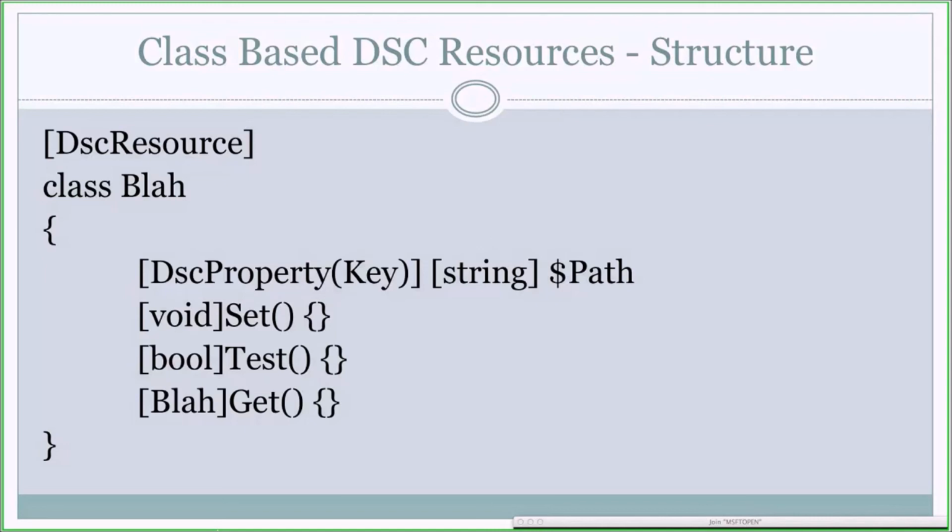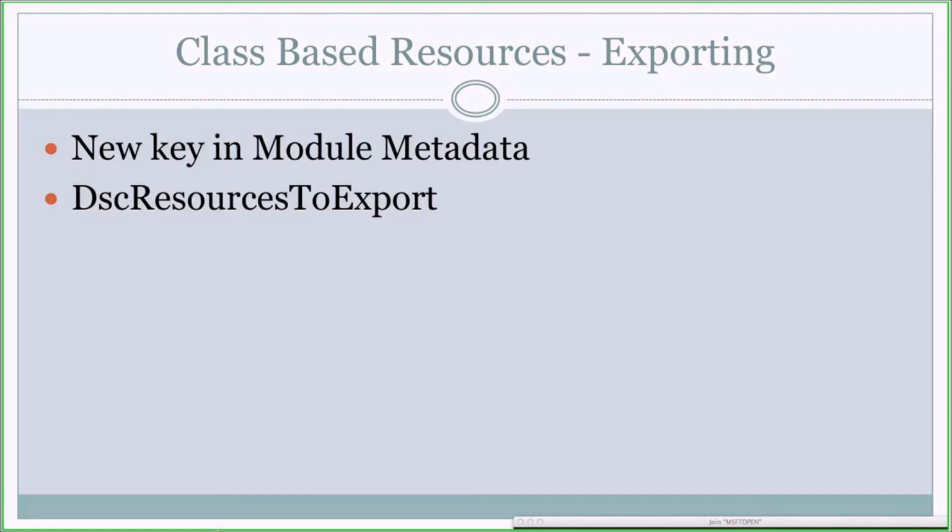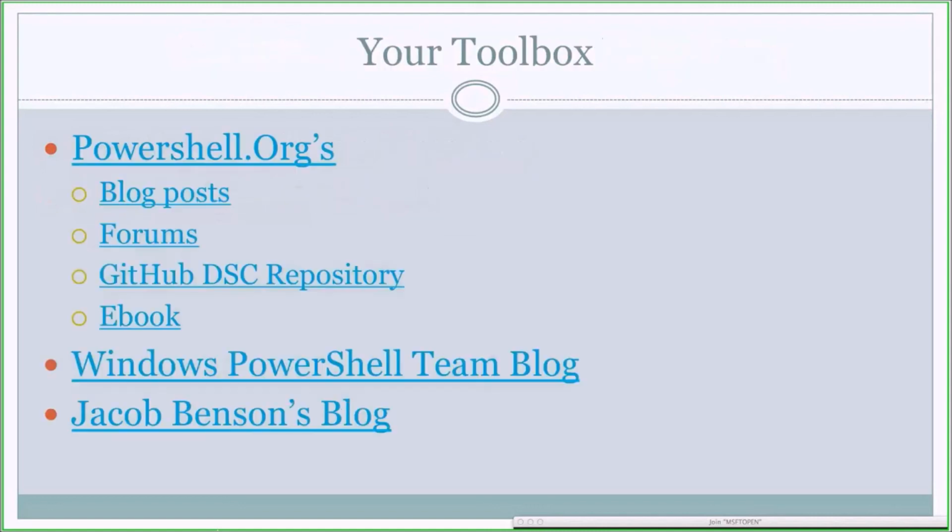I like that we can do it. I don't necessarily believe it's easier, because we had tooling, and tooling makes things easier. One of the things, if you do include class-based resources in your module, there's a new key in PowerShell 5 module metadata. It's DSC resources to export, like cmdlets to export, functions to export. You list your DSC resources in there, and then Get-DSCResource can find them.